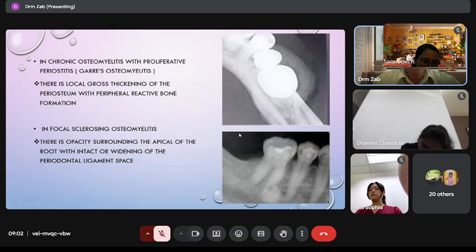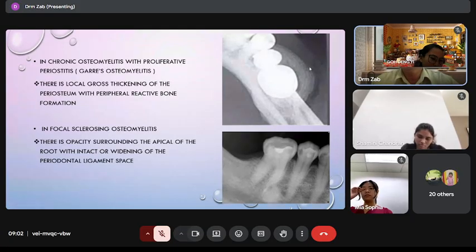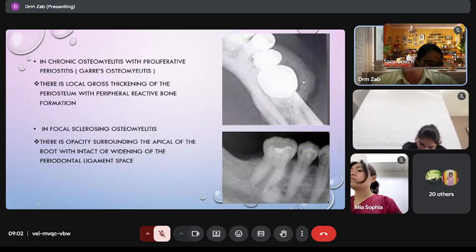In Garre's osteomyelitis, you will have what we call onion peeling, or orange skin appearance. You can see layer and layer of periosteal bone formation. If you cut an onion, you can see layer of onion. So same thing here, you will see layer of new bone. This is what we call periosteal bone. See, this is the normal cortex. Okay, you have the periosteum, and then you have layer of new periosteal bone, right?